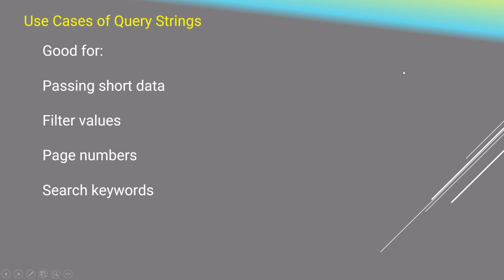Query strings are best used for non-sensitive data like filters, page numbers in pagination, or keywords in a search. They are quick and easy to use without any extra setup.